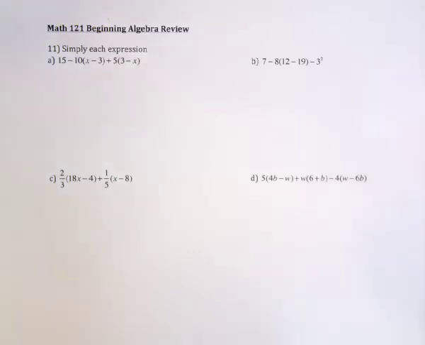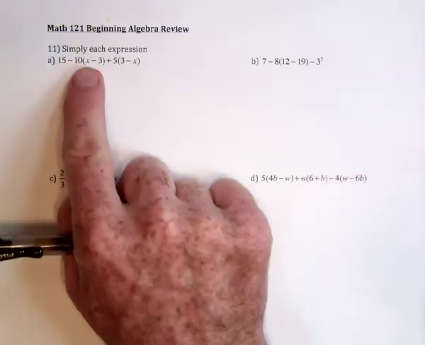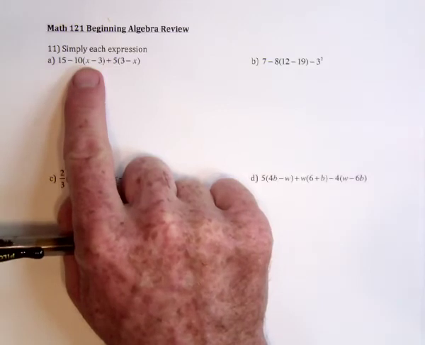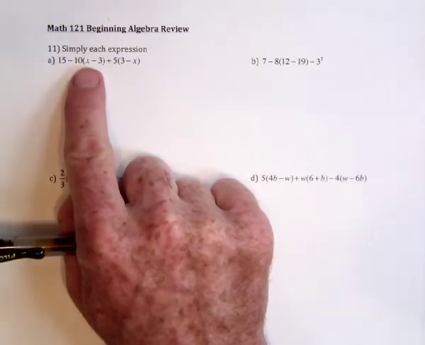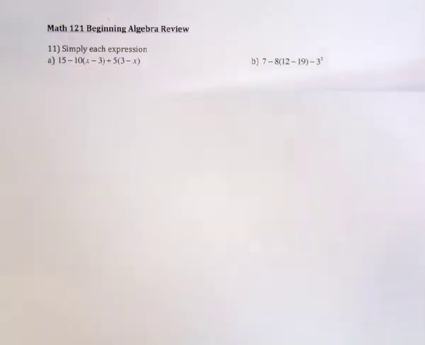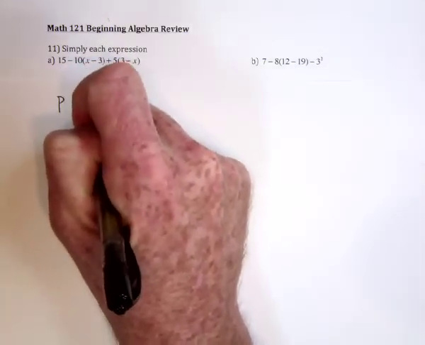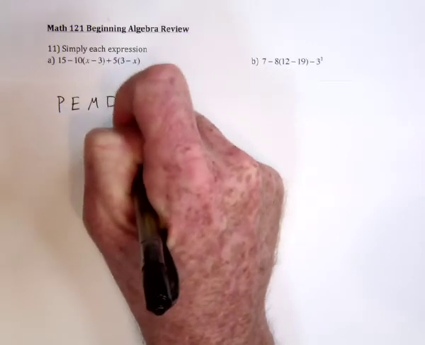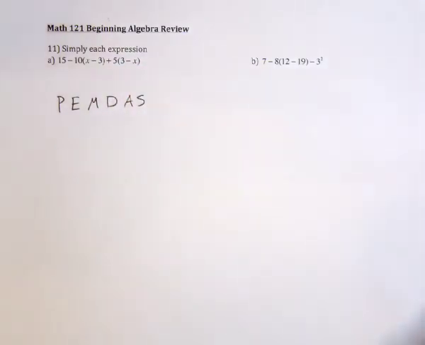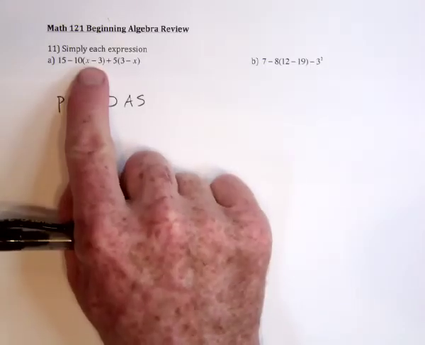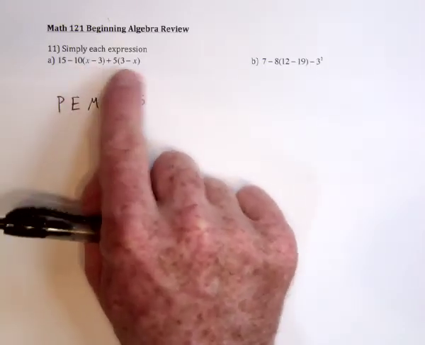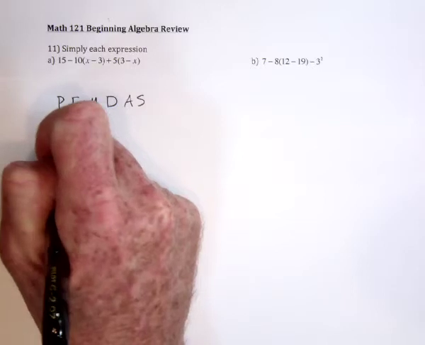So we need to simplify this using the order of operations. We need to use parentheses and then exponents, multiplication, division, addition, and then subtraction. So you look inside the parentheses, see if you can simplify this. No and no. So the parentheses part is gone.